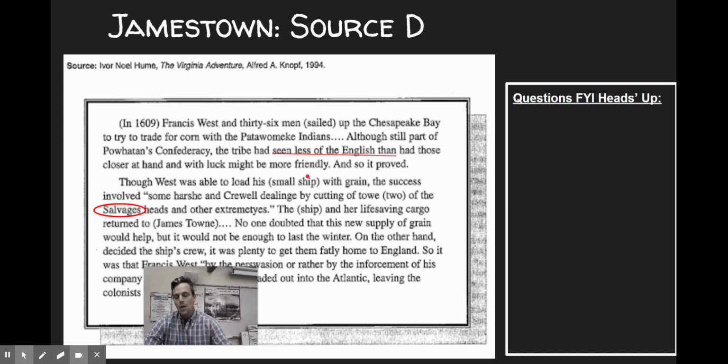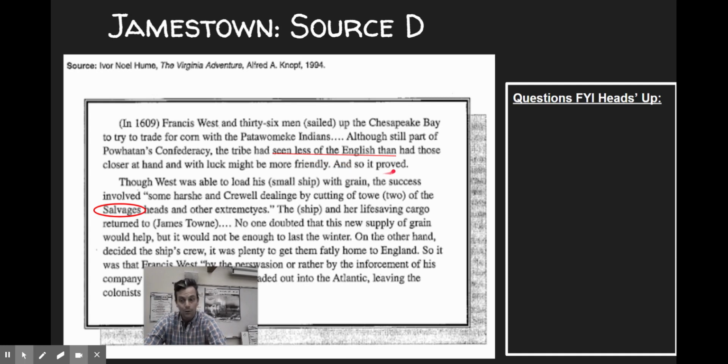That tells us a lot. There's a reason why Francis West and the 36 guys are going far away up the Chesapeake, because they have to find Native Americans that aren't really used to these Jamestown settlers. That right there, that's pretty key. That this tribe had seen less of the English than those closer at hand, and with luck might be more friendly. Sounds like the Jamestown settlers have burned some bridges.